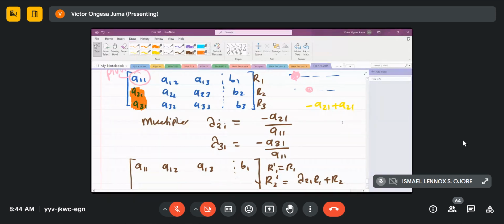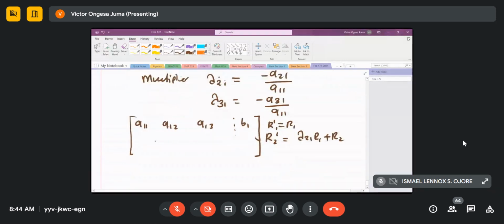So that was the idea, that this multiplier will help us obtain this 0. And the same idea, I can say that the new row 3 is the same as what? Multiplier multiplied by row 1, and then plus row 3. You just take the multiplier, multiply by the element you are eliminating, and then you add to the element you want to eliminate.